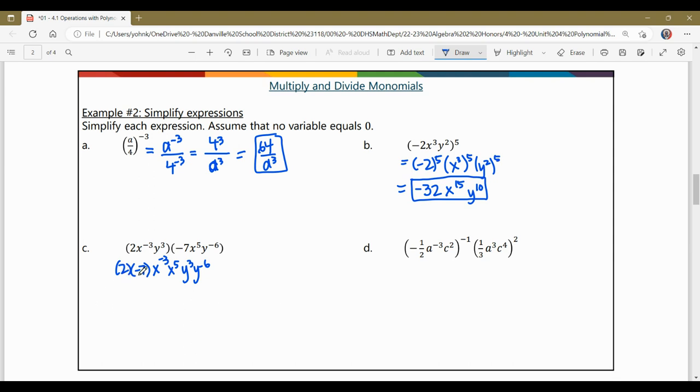So let's see, 2 times -7 is -14. X to the, when I have a power times a power and it's got the same base, I add. So -3 plus 5 is 2. Then I have y to the -3 because I add the 3 and the -6 together. Now I can't leave negative exponents, so I'm going to put that in the bottom of a fraction and make it positive. And then I'm going to leave the -14 x squared in the numerator.